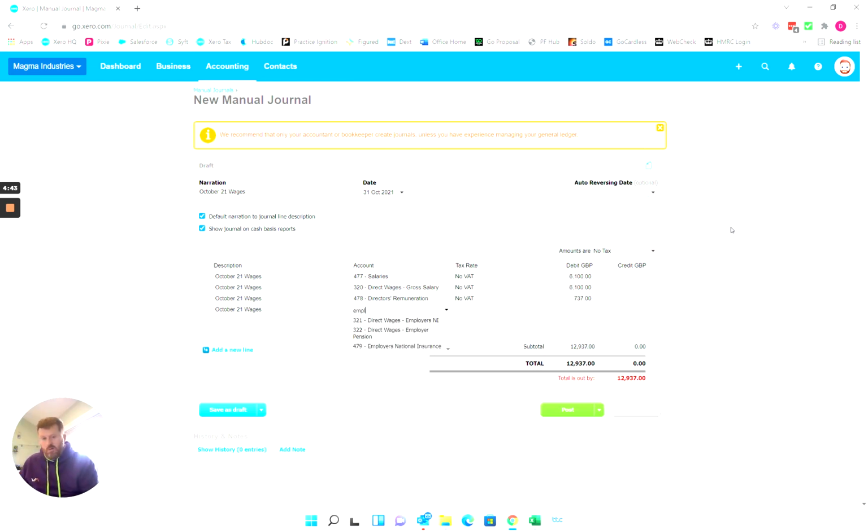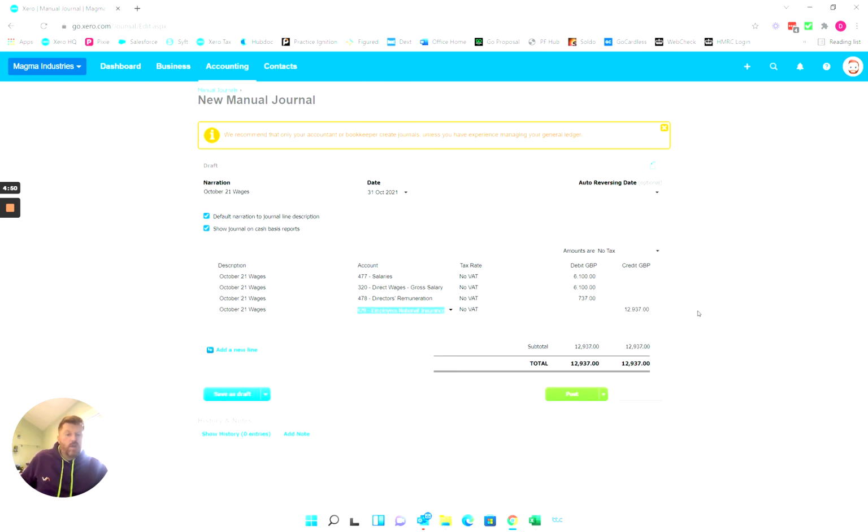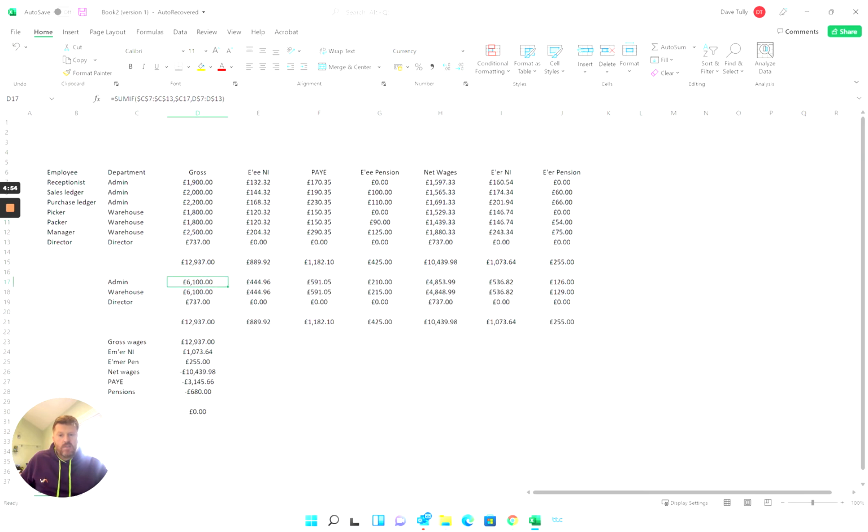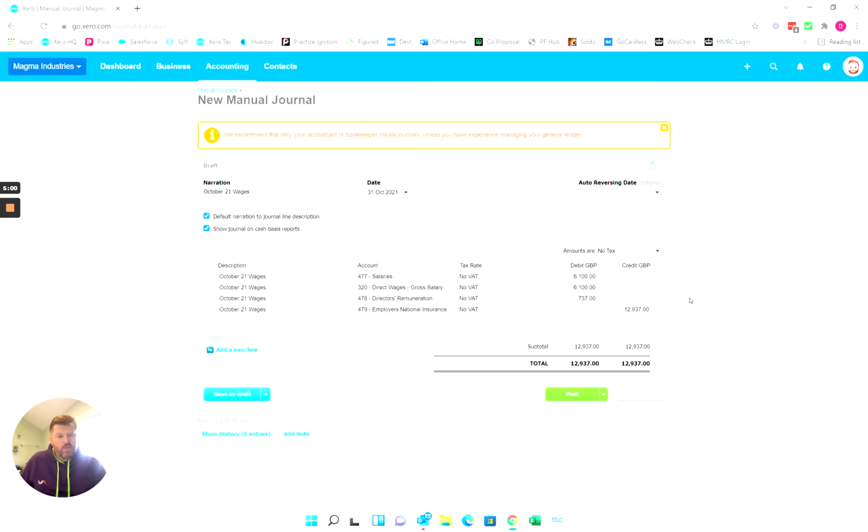Okay, now we want to put our employer's national insurance. Employer's national insurance, and this is for the expense, for the admin staff. And again, it's a debit because it's our expense. And here we can see our employers is 536.82, and it's the same for the warehouse, so we'll put that in as well.